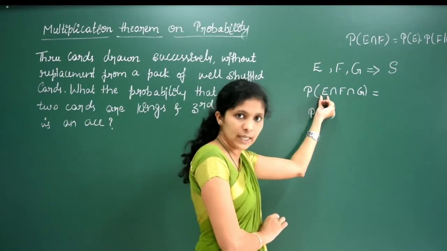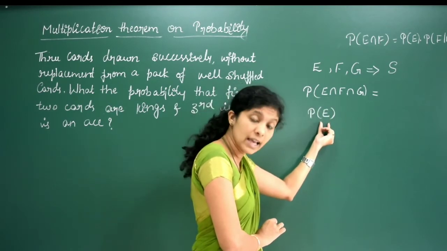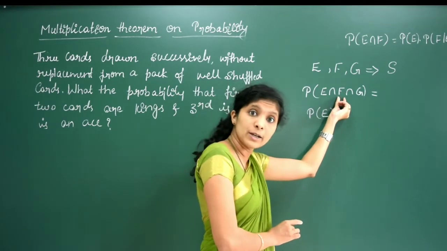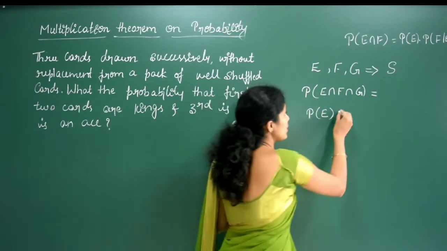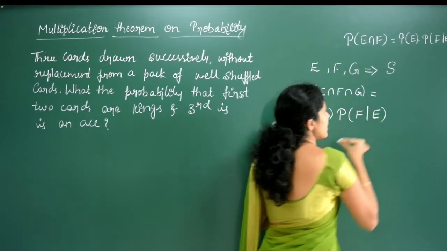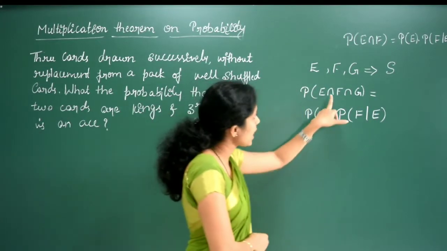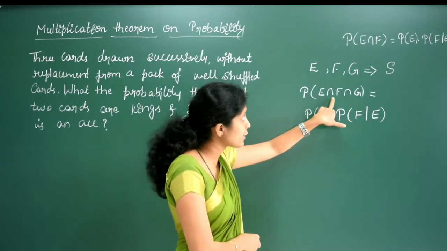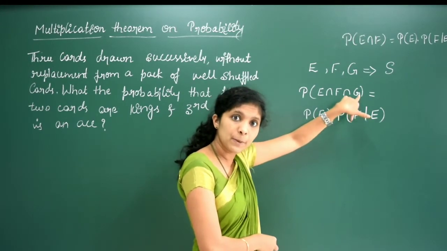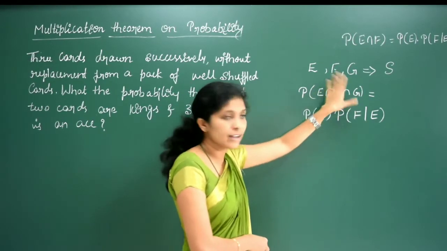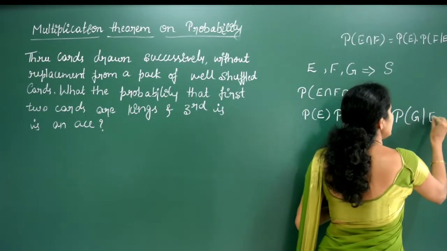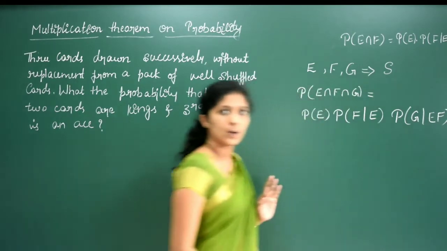First, the probability of E. Once E has occurred, it is done. Now we are finding the probability of F where E has already occurred, that will be P of F by E. Is it clear? Next, probability of E is done, F is done. Now we are finding the probability of G, where E and F have already occurred. So it will be P of G by E into F. I hope you understood this one.